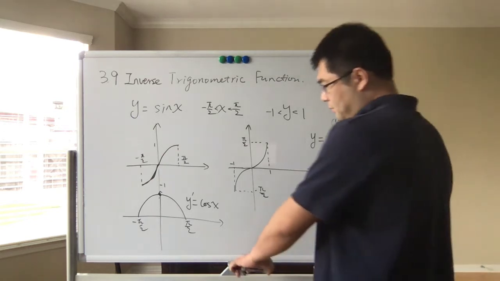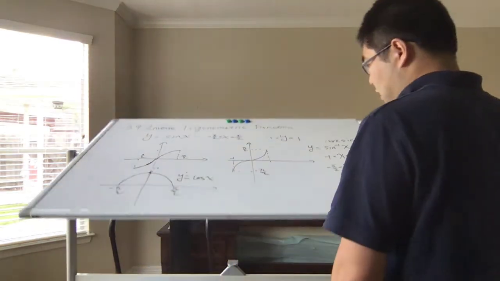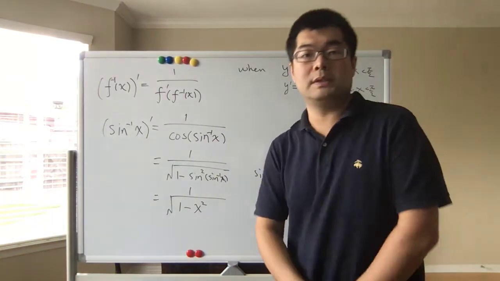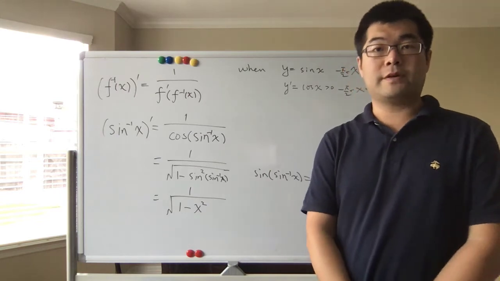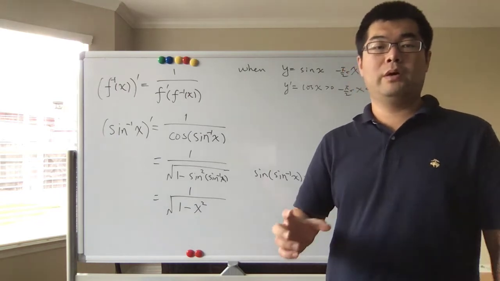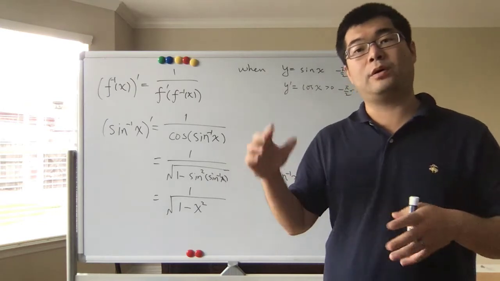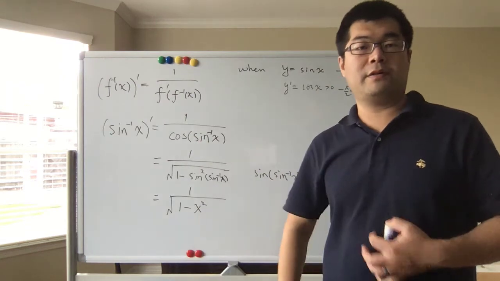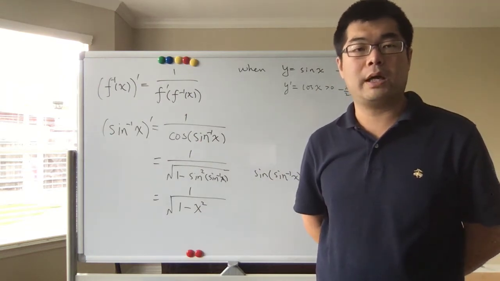And how do we find its derivative? Well, the core concept is to use the derivative rule for inverse functions. We know that the derivative of f inverse equals the reciprocal of the derivative of f, evaluated at f inverse. So we're going to use this to figure it out.